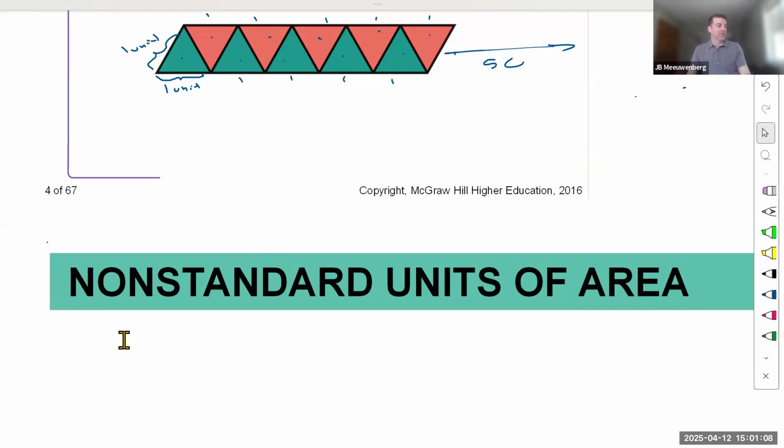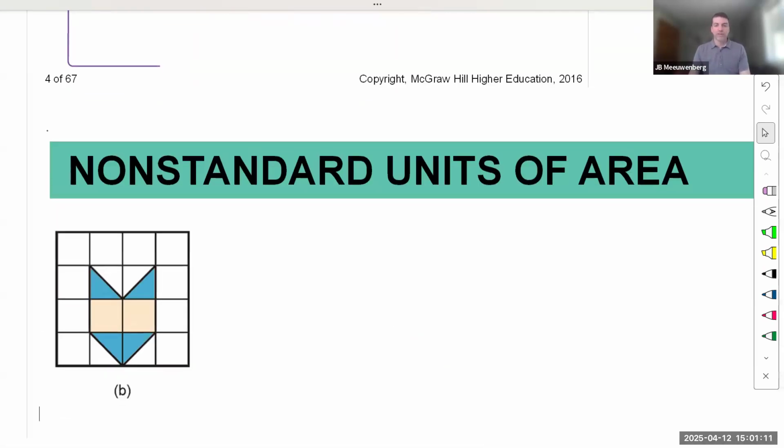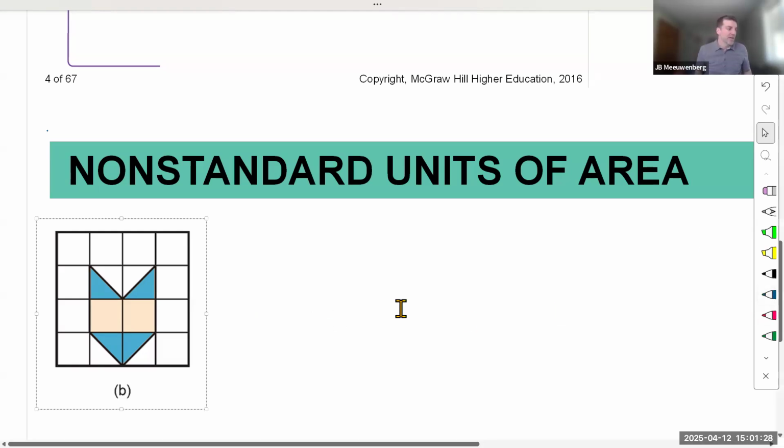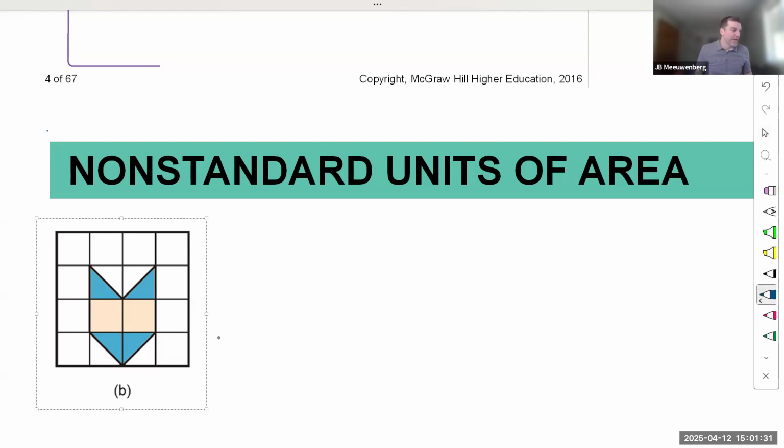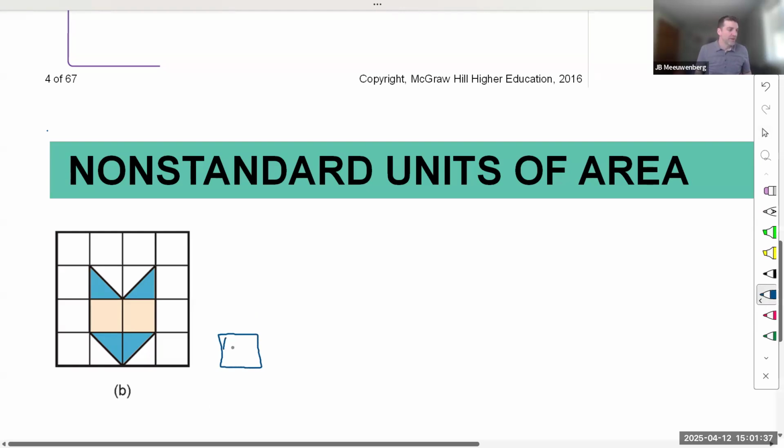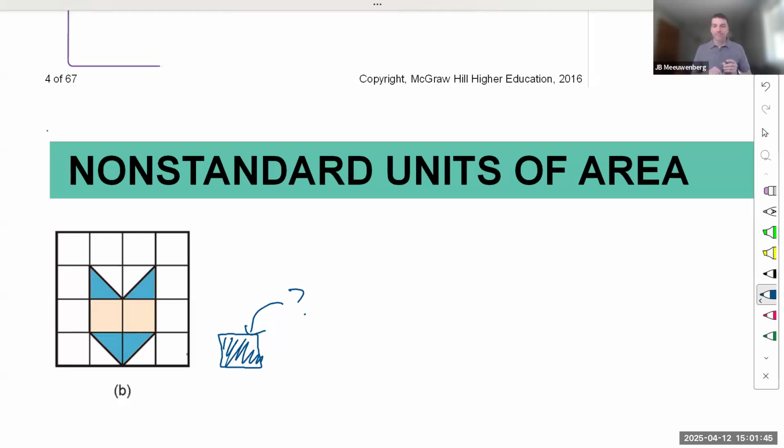So we're going to take a look at a weird looking figure. The question to you is, if we covered it with squares, and we took a square that was this big, so one of these, how many of these would it take to cover the figure that's shaded inside? Take a moment and answer that.